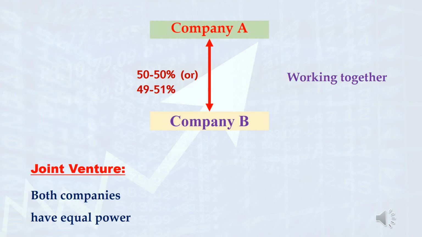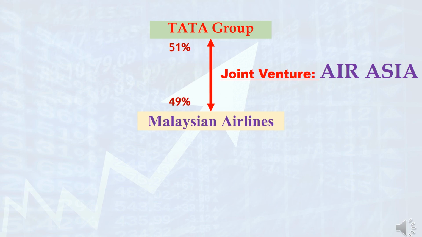Like subsidiary companies and associate companies, there is another term called joint venture. Joint venture means if two companies combinedly do a single project, then that is called a joint venture. In this joint venture, both the companies' shareholding may be 50-50% or even 49-51%. But here, both the companies will have equal decision making power. AirAsia is the joint venture of Tata Group and Malaysian Airlines. In AirAsia, Tata Group has 51% shares and Malaysian Airlines has 49% shares.